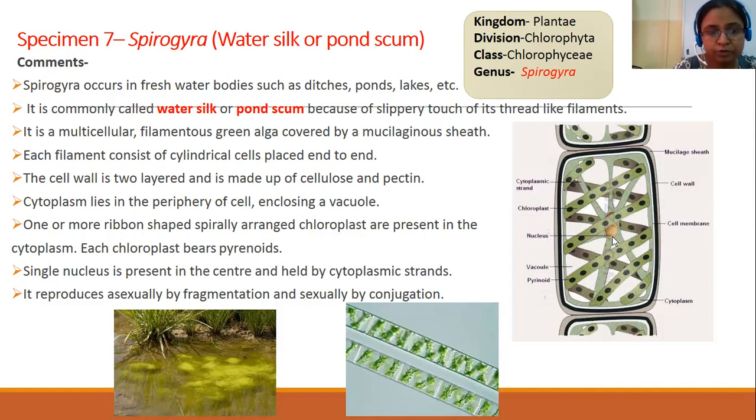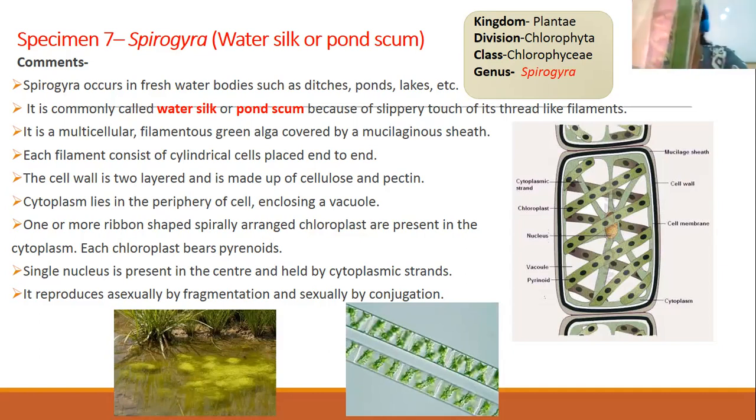And how does it reproduce? See, this Spirogyra can reproduce both by the asexual method, by means of fragmentation. When each of these fragments breaks down, it will germinate and develop into a new Spirogyra. Fine. And it can also reproduce sexually by means of conjugation. Now I show you its structure. Now I show you its model.